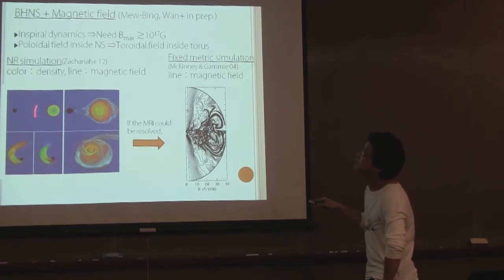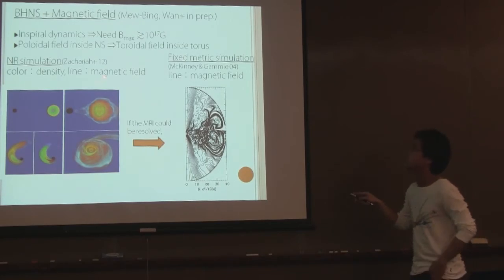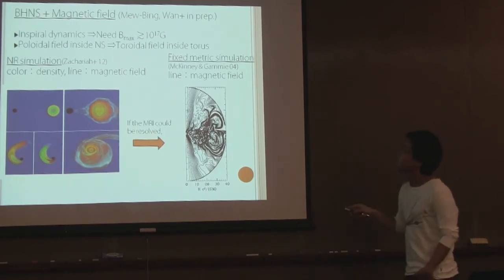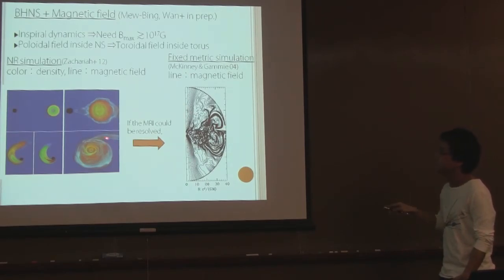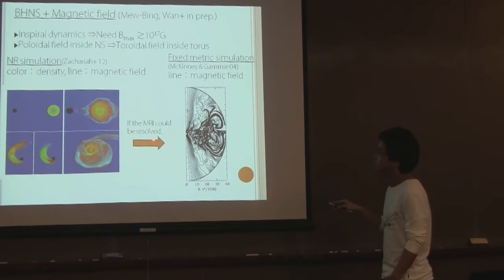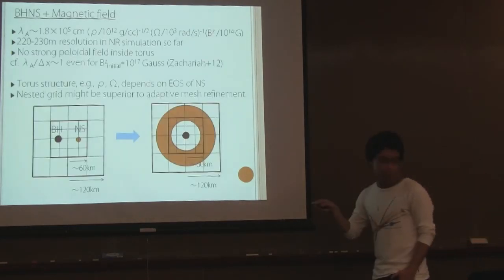This is a numerical relativity simulation by the Illinois group, and the color shows the density and the lines show the magnetic field lines. The right-hand side figure is a contour plot. So this system is expected to evolve like this if the MRI could be resolved in the simulations. This is the MRI wavelength.